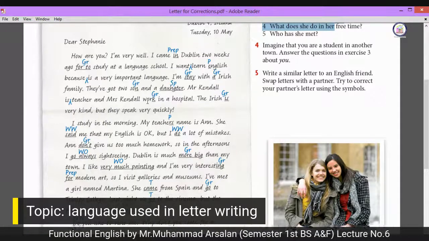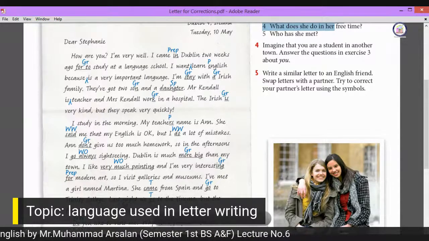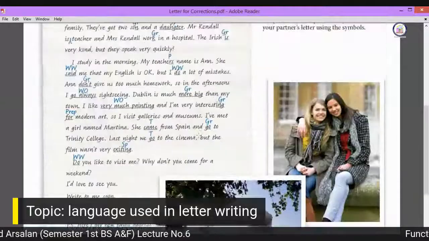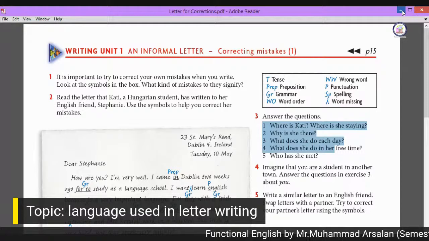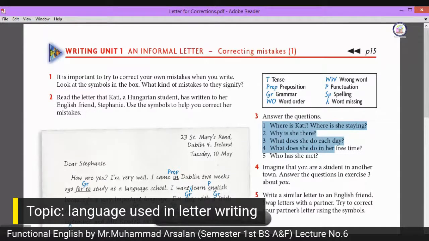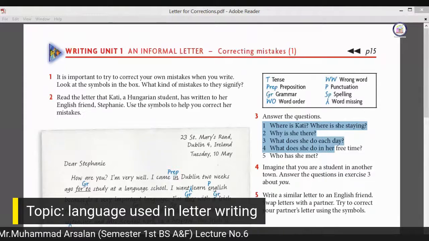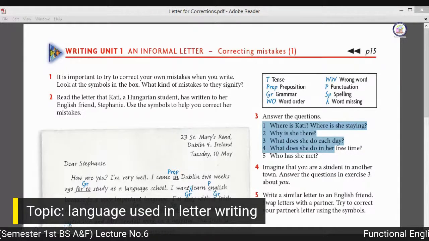Okay, I hope so that you have done this. Who has she met? She has met Martina. So it is the informal letter. Earlier we did the formal letter. Now let me show you a few things which are related to semi-formal letters.